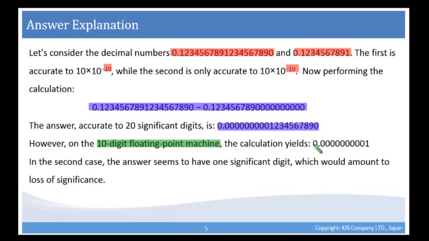So the calculation actually gives us this output here, 0.0000000001. In the second case, the answer seems to have one significant digit, which would amount to a massive loss of significance of almost 10 bits. So what we can see is that we've literally got rid of all of these numbers because we are using a 10-digit floating point machine. So this is how this error arises.